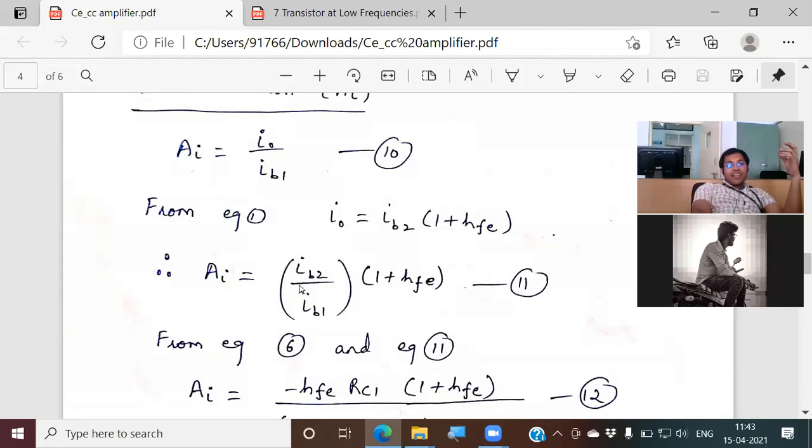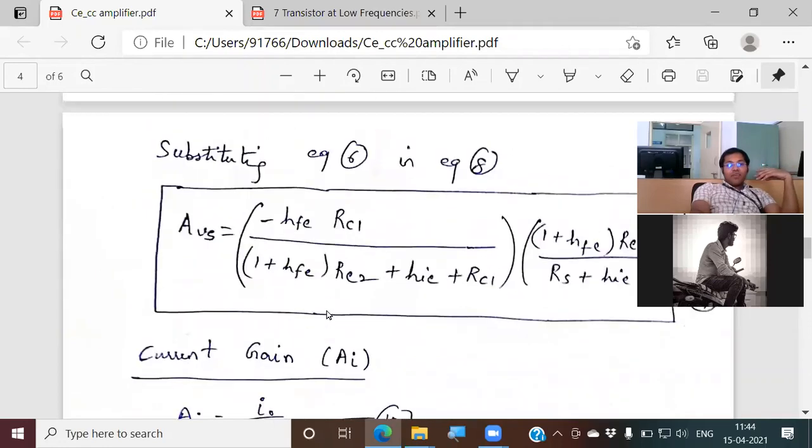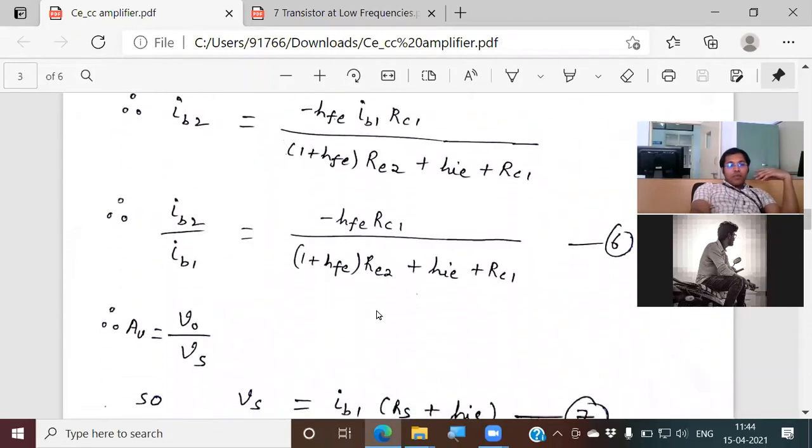Did we see this earlier? Yes or no? IB2 by IB1, have we seen it? Yes, when we did the derivation for voltage gain, we have seen this. So now life becomes very easy. Let us see which is the equation number. IB2 by IB1 is here, equation number 6. Yesterday we saw that, and I will take it as it is and put it there.